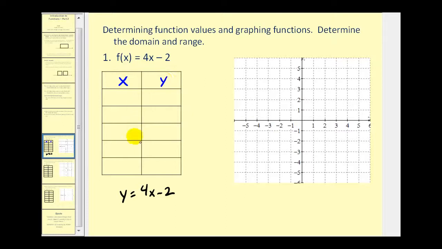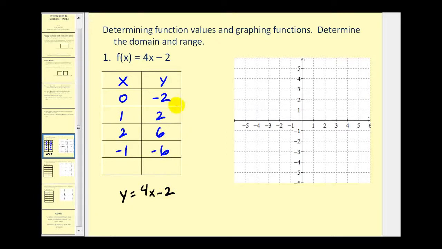Remember, we can pick any x value that we want. Let's go ahead and select 0, 1, 2, and then maybe negative 1. So now we're just going to replace x with these values in this equation to determine y. So 4 times 0 minus 2, that would be negative 2. 4 times 1 minus 2 would be 2. And when x is 2, we'd have 4 times 2, that'd be 8, minus 2, that'd be 6. And then when x is equal to negative 1, we have negative 4 minus 2, that would be negative 6.